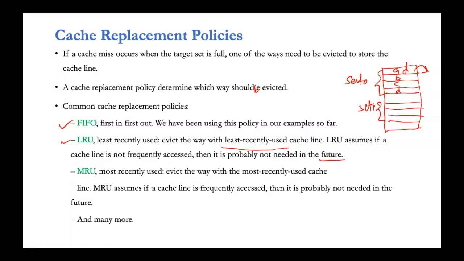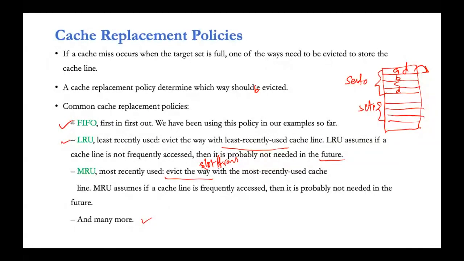Whereas in most recently used, we evict the way, here the way means the slot, or the frame, with the most recently used cache line. So MRU assumes that if a cache line is frequently accessed, then it is probably not needed in the future. And some other cache replacement policies are also there.